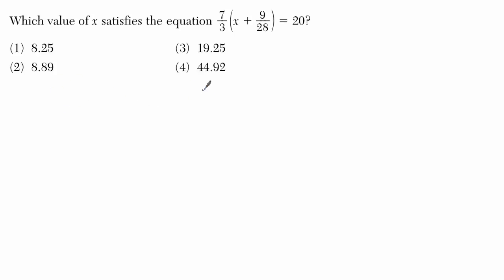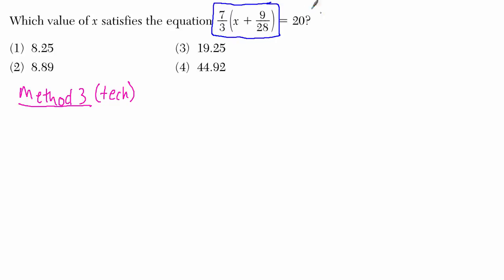So we'll look at two more methods that both involve the use of technology, your graphing calculator, to help you answer this question. So we'll look at something that we'll just call method 3. And this is a technology-based solution method. So with this method, what we do is we look at our equation and we see, there's the left side of the equation and there's the right side of the equation.